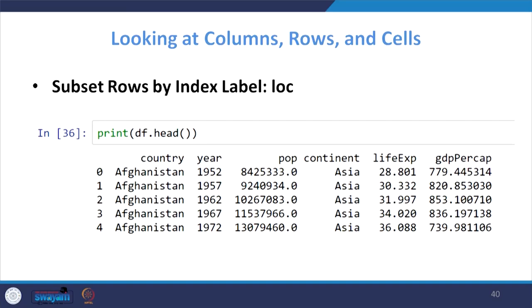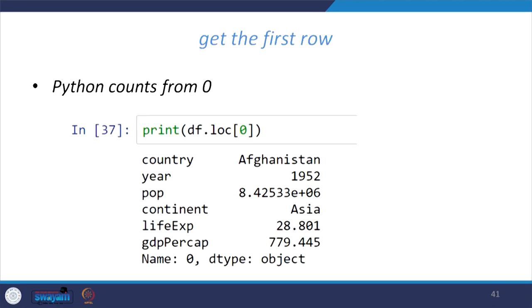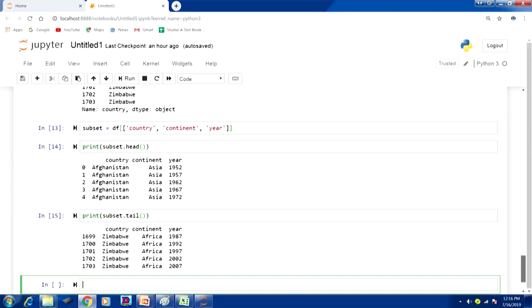So far we have been looking at different columns. Now we want to subset rows by index label. There is one command called loc. First we look at the initial file with print df.head. Next, I want to locate the 0th row. For that purpose, print df.loc, in square brackets you type 0, because Python counts from 0. So print df.loc[0] will show the first row.